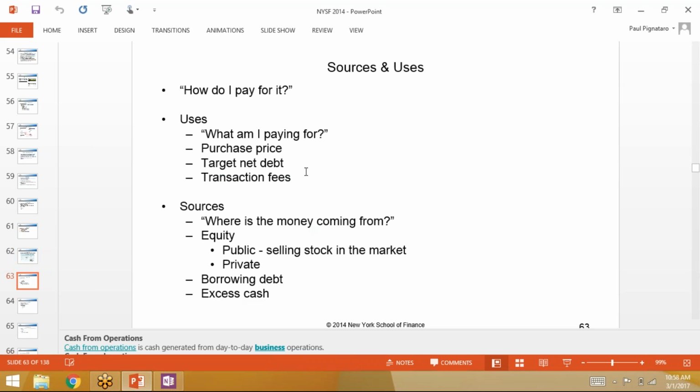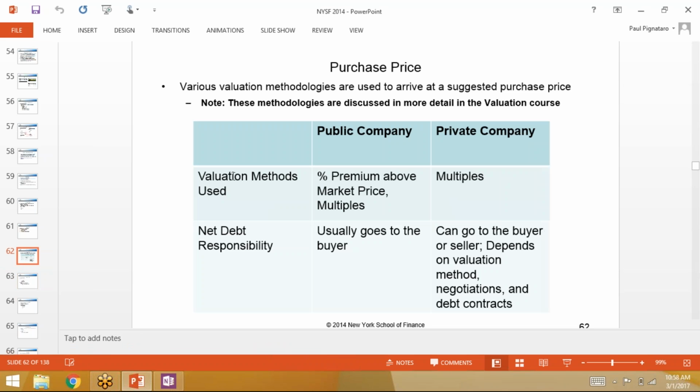And so the total uses of cash are those 3 categories: the purchase price, considering the target debt, and considering transaction fees. And the sources, how I'm going to fund it, are a combination of debt and equity. Going over that part one more time, if you're valuing on a PE multiple, then the purchase price is based on an equity value, so you have to consider the debt separately. It's not already included in the value.